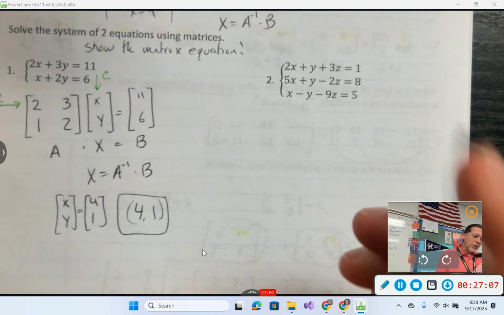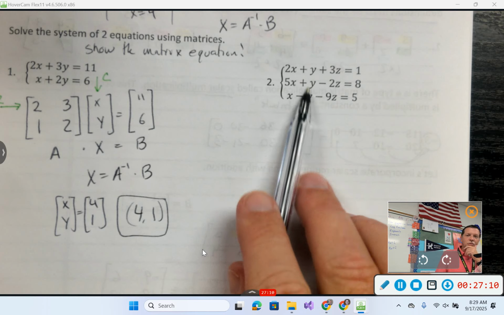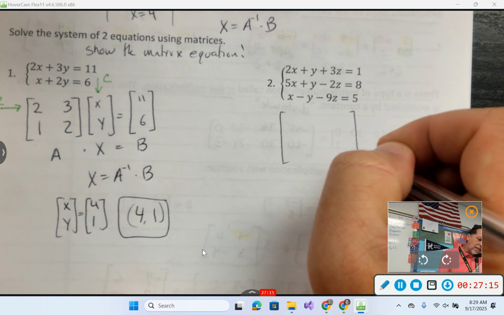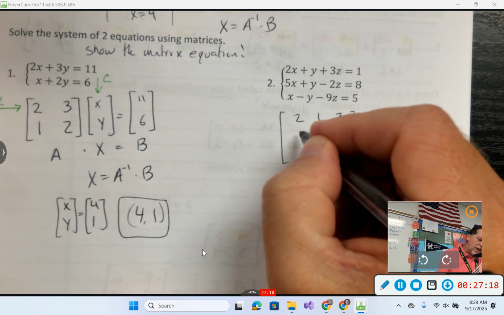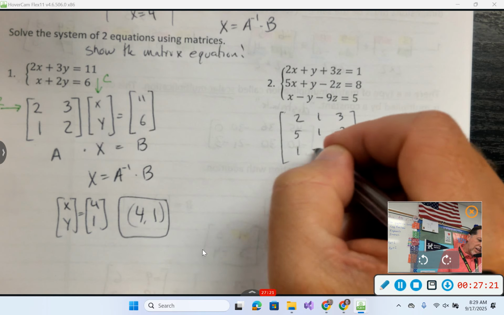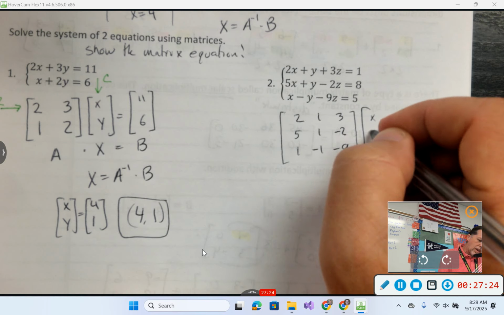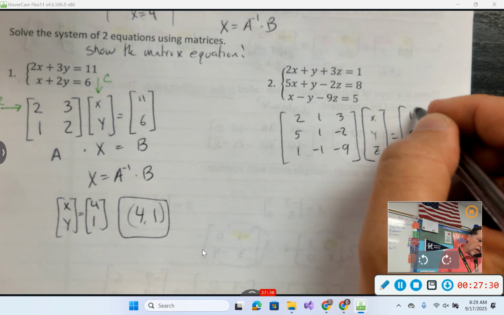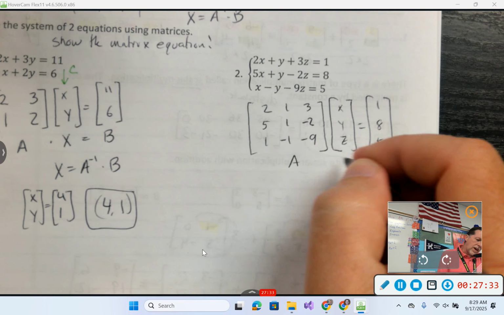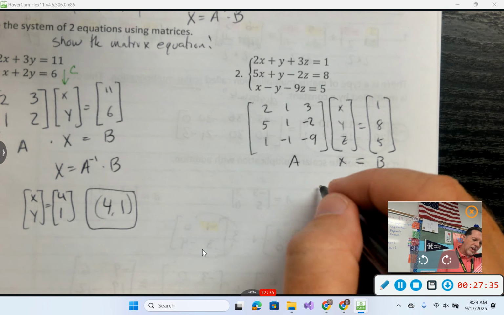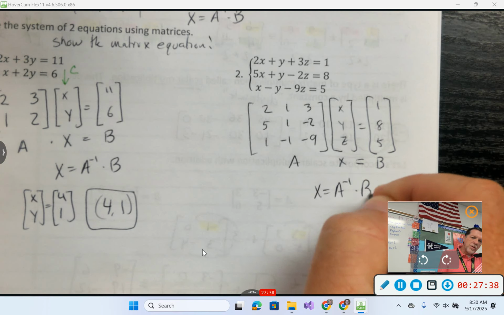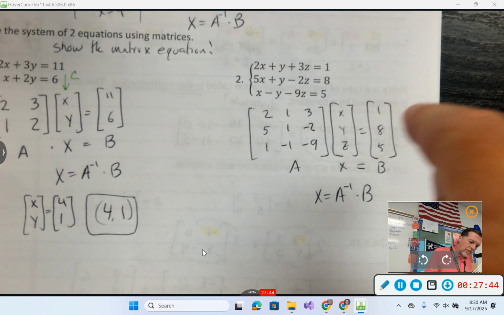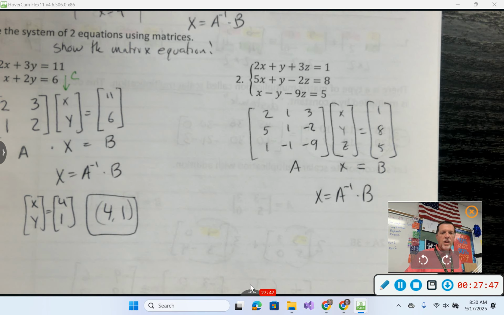All right, let's try number 2. You remember how hard this was, a 3x3 by hand? Well, the calculator is going to do it all at once. And it's super easy to set it up. A, X, B. X equals A inverse times B. So why don't you see if you could do number 2? Put the big one in for A, the small one in for B, and then A inverse times B.